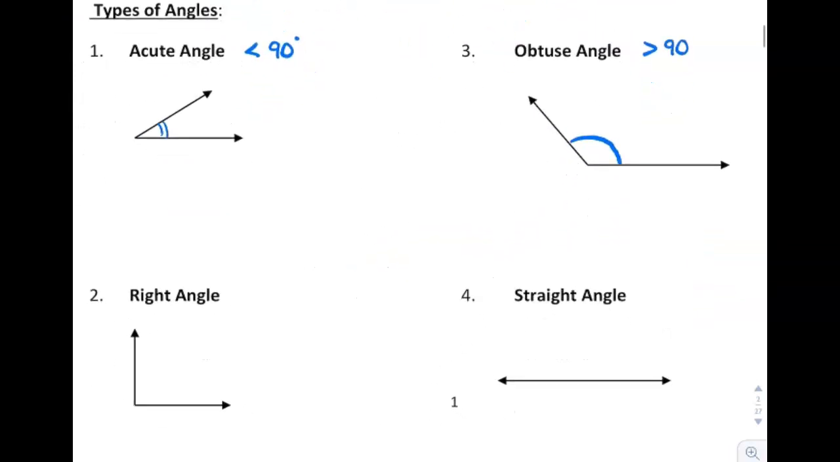A right angle, probably all remember that. This little symbol in here showing that's exactly a perfect corner, meaning that is a 90-degree angle. So right angles have to equal 90. And then there's this 4th kind of angle, which you might argue isn't an angle at all.